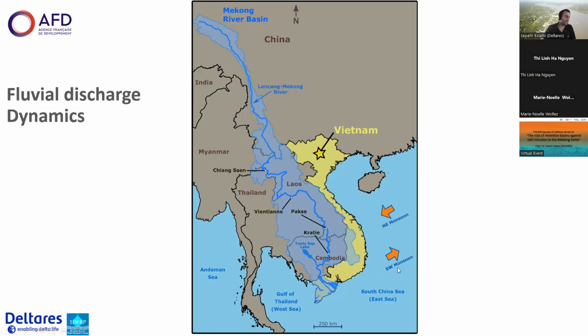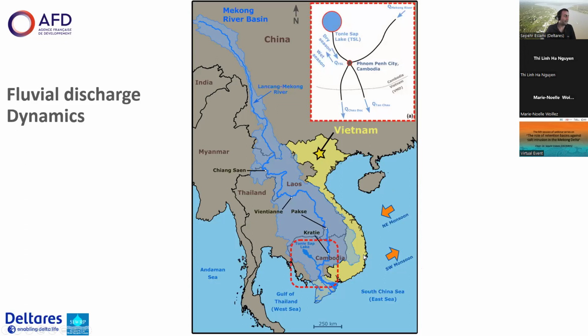So we have the northeastern and southwestern monsoon, and we also have to look at the dynamics that the Tonle Sap Lake introduces to the delta during the wet and dry season. In the wet season, it absorbs water, water is stored in the Tonle Sap Lake, and in the dry season, this fresh water is drained to the delta. So in the dry season, the Mekong Delta has 2 sources of fresh water, the Mekong River and the Tonle Sap Lake.